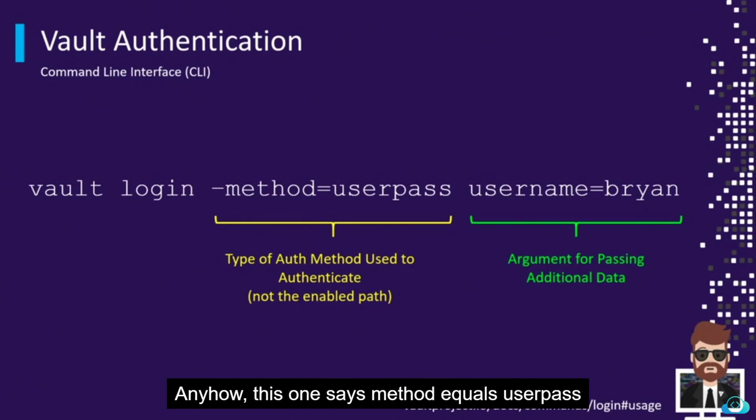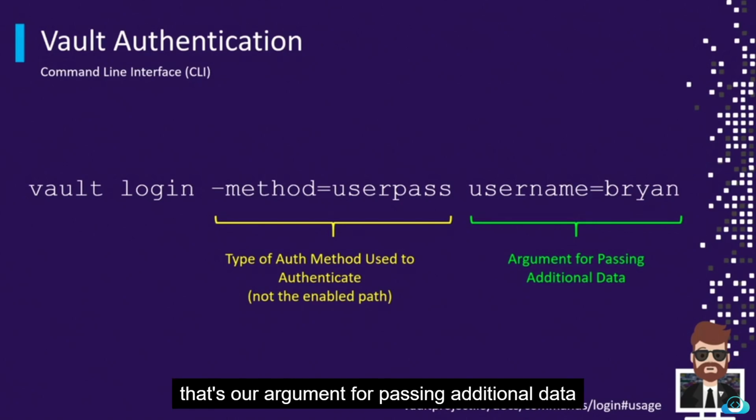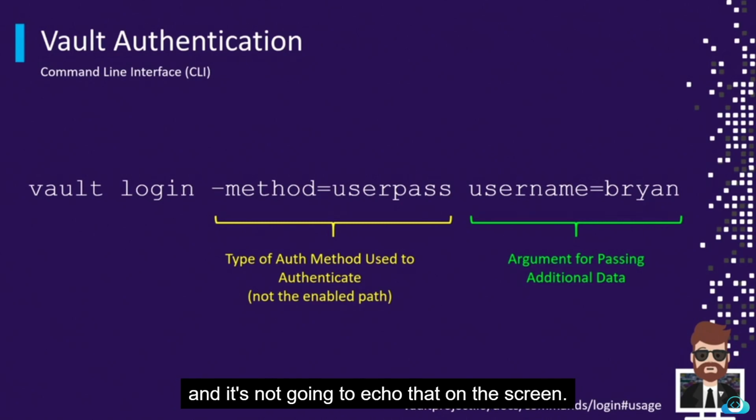But anyhow, this one says method equals userpass, and we say the username that we want to log in is Brian. That's our argument for passing additional data for Vault authentication. Again, when you hit enter, it's going to ask you for the password, and it's not going to echo that on the screen. If you want more information about that, I've also posted a link down here. You can check out how you can use the vault login command.